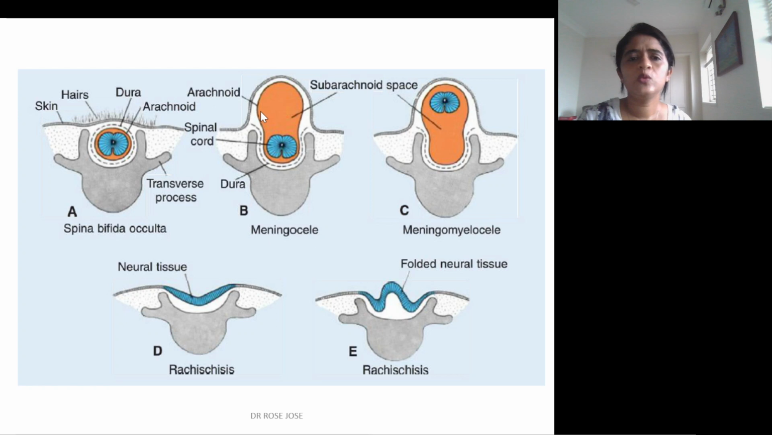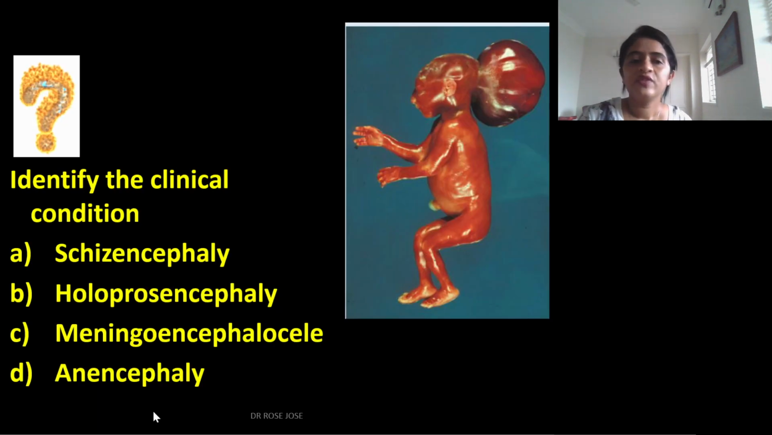Then meningocele, where the meninges protrude through the vertebral defect. Meningomyelocele means along with the meninges, the spinal cord also protrudes out. Rachischisis means the entire neural tube is exposed to the outside. So this is the neural tissue which is exposed, and this is the folded neural tissue which is exposed. So both are rachischisis.